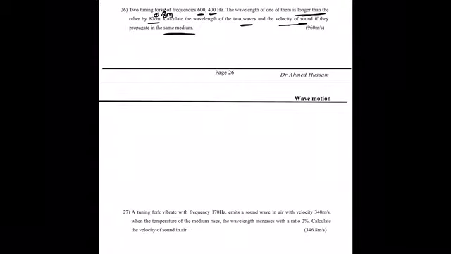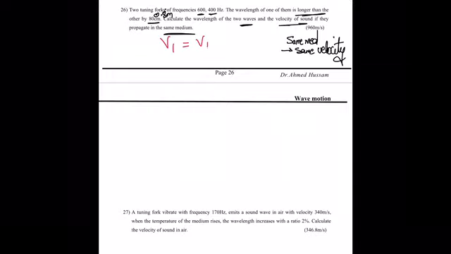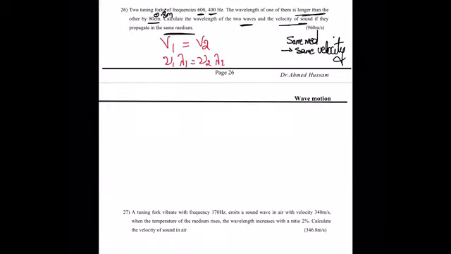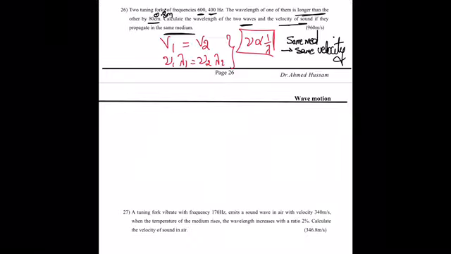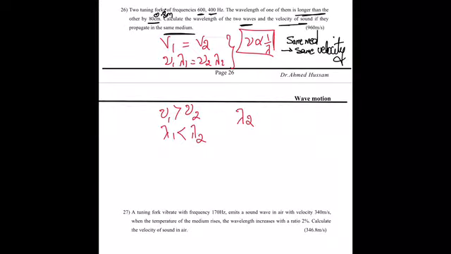Okay, knowing that they propagate in the same medium, kindly remember that same medium means same velocity. Okay, then V1 equals V2. Therefore frequency 1 times lambda 1 equals frequency 2 times lambda 2, and then frequency is inversely proportional to the wavelength in the same medium. Therefore, frequency 1 is greater than frequency 2, then wavelength 1 is less than wavelength 2, then lambda 2 equals lambda 1 plus 0.8.